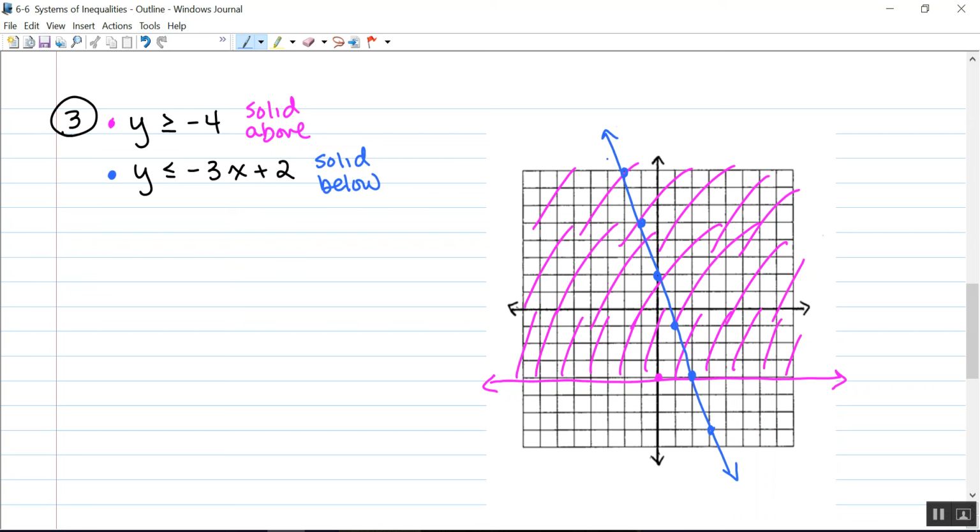And I want to shade below this line. So where's the y-axis below? It's going to be kind of to the left part of it. So that's going to be all of this over here, that whole area there.